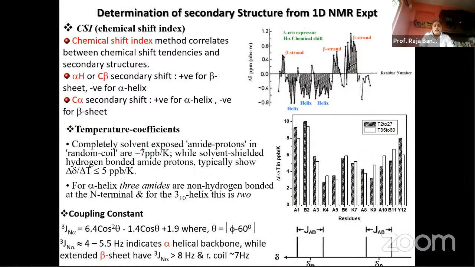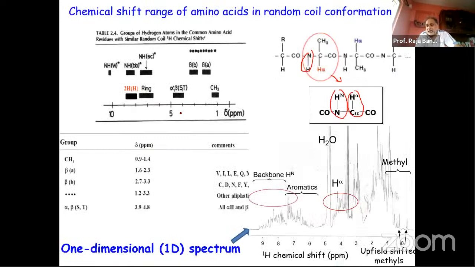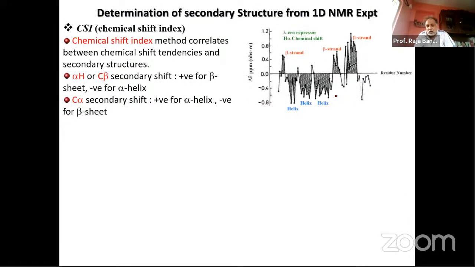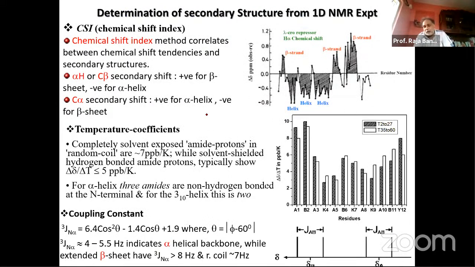And the third one is the coupling constant. Suppose I am close to you, I can talk to you. In this coupling constant, the NH and C alpha H can talk to each other depending on their geometry. That basically comes from the TCO, which we have seen in the DSSP structure. If these values are 4 to 5 hertz, we call it helix. If it is more than 8 hertz, we call it beta strand. In the case of random coil, it is in between.